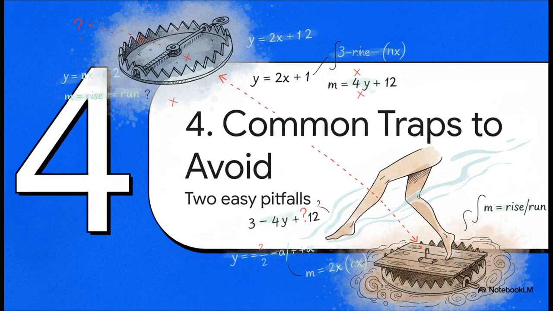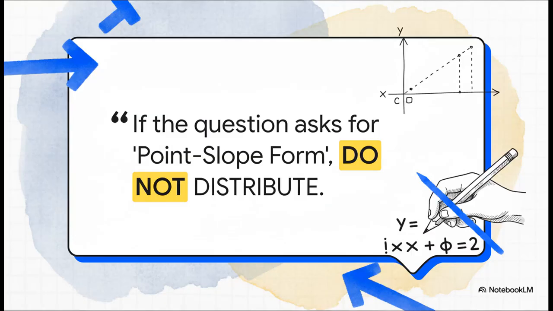Now, this method is pretty amazing, but there are a couple of little traps that are easy to fall into. So let's make sure you can see them coming and just walk right around them. Okay, trap number 1 is the urge to do too much work. I know, it's tempting to distribute that number and simplify it. But if the question specifically asks for point-slope form, you stop right after you plug the numbers in, you're done. Doing more could actually get you the question wrong.